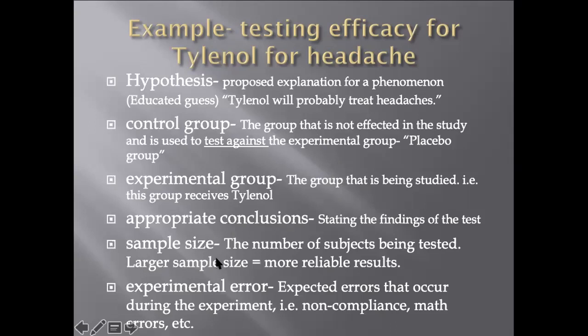This is one of the most important parts of a study. You need to have an appropriate sample size. So the more people you have or the more subjects you have in the sample or in the study, the more reliable the outcome will be. And then your experimental errors, people that don't know how to do math, those kinds of things, anyone that leaves an experiment.